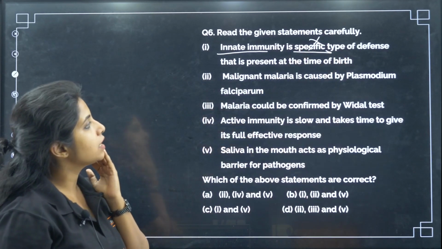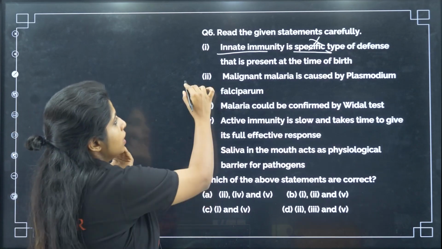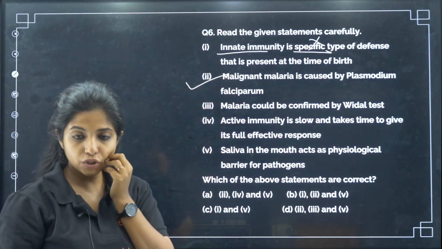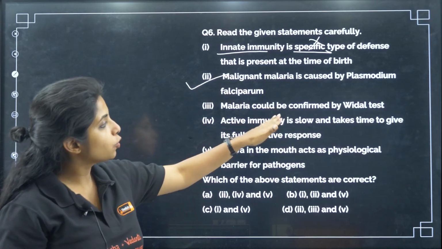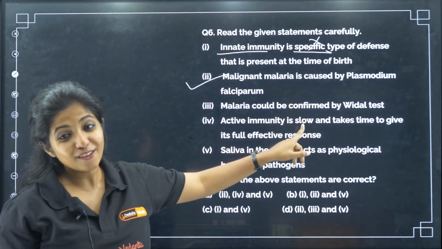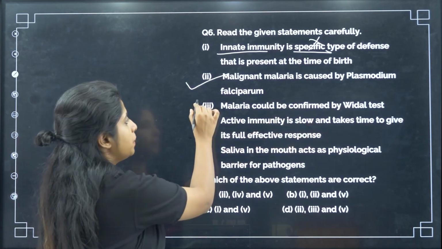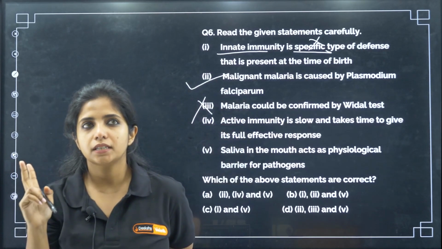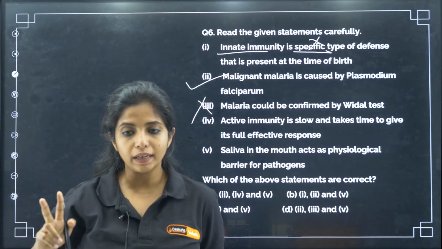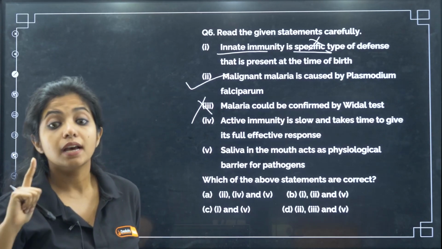Now, malignant malaria is caused by Plasmodium falciparum. That is correct. The malignant version of malaria is caused by Plasmodium falciparum. Malaria could be confirmed by Vidal test. Typhoid can be confirmed by Vidal test, not malaria. There are only two tests given in NCERT. One is for typhoid, other is for HIV. HIV is ELISA, and for typhoid it is Vidal test.